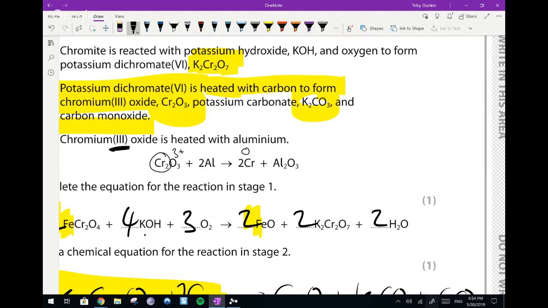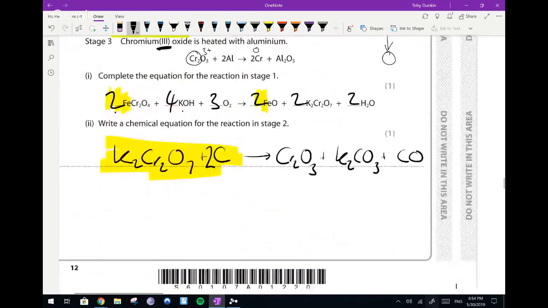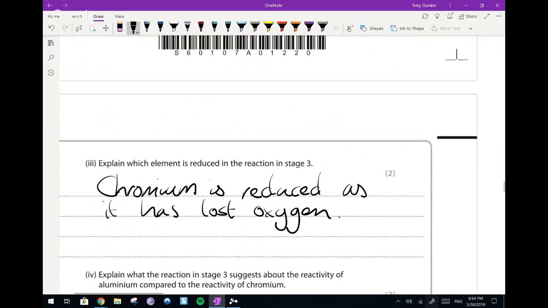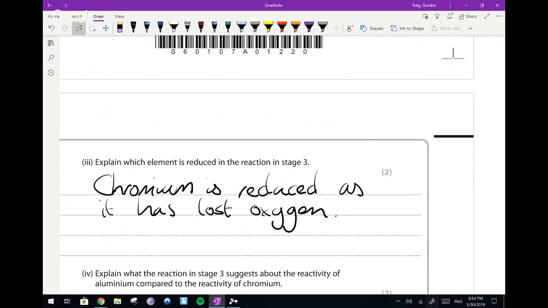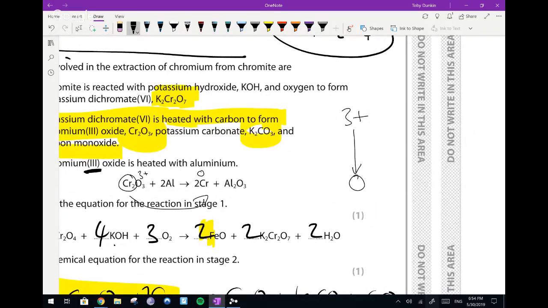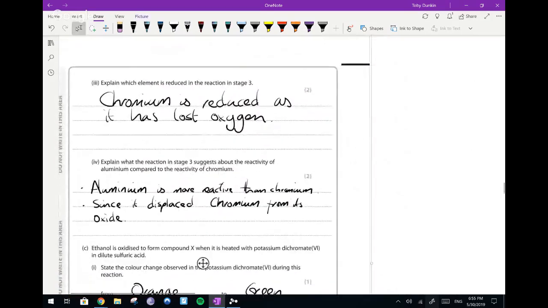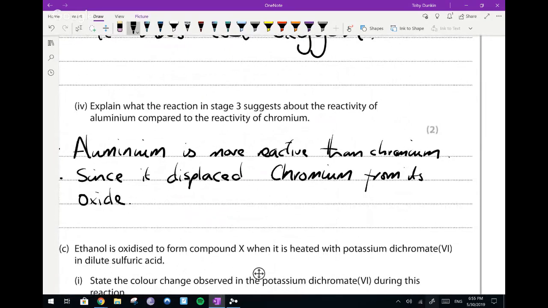So what that means is it's going from +3, and it's being reduced in charge to 0. So the chromium element, it actually asks which element is being reduced, and the answer is chromium is reduced as it has lost oxygen, is what I've said there. It's absolutely correct. It has lost oxygen going to chromium. I'm allowed to say that, but I can also say because it has gained electrons if I wish, but losing the oxygen is easier.